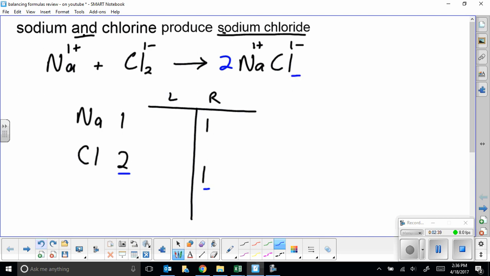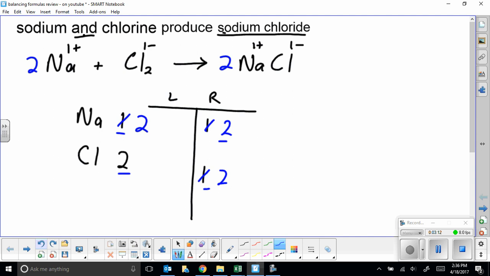I had 1. It changes that now to 2 times 1. Cross that out, make that a 2. But that also changes my sodium, which I had 1, and now I take the 2 times the 1 that I had, changes that also to a 2. So now these are good because they're equal, so that's good. But now I need to look at my sodium. I have 2 here and 1 here, so I need to get 2 on the left side. So I'm going to put a 2 out in front, and that changes that to a 2.